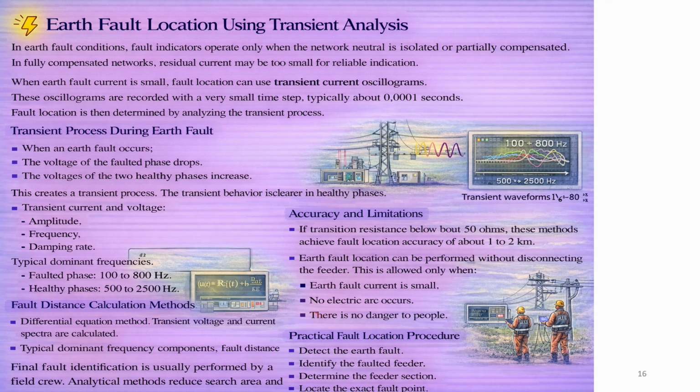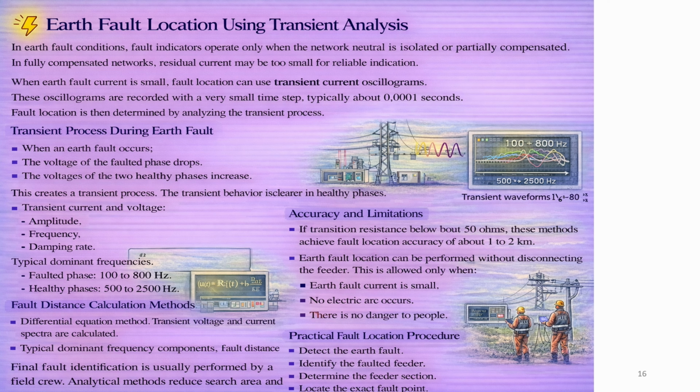Second, the Fourier transform method. Transient voltage and current spectra are calculated. Using dominant frequency components, the fault distance is determined. Third, the least square method. Calculated transient results are fitted to measured waveforms. This method gives the best accuracy. However, it's computationally complex. It may produce multiple solutions. If the transition resistance is below 50 ohms, these methods achieve fault location accuracy of about 1 to 2 kilometers.